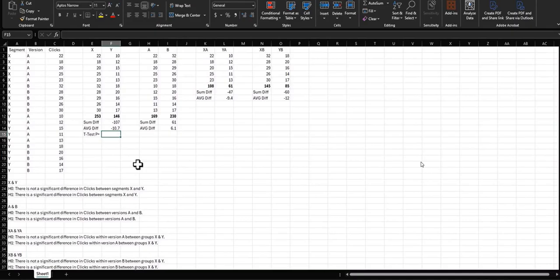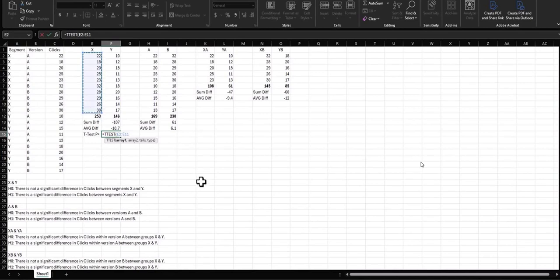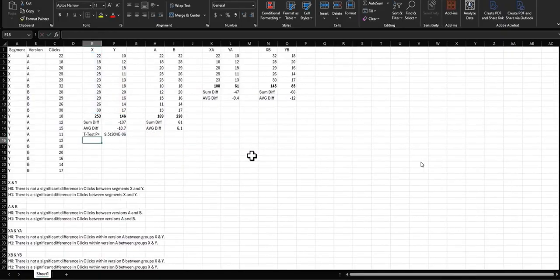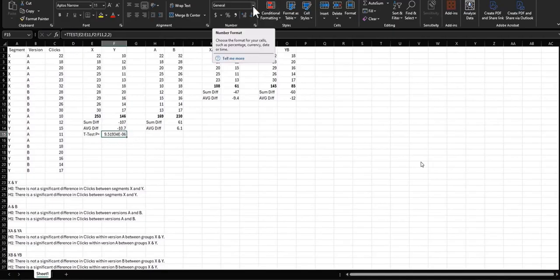So remember, to do a t-test, it is equals t-test. All right, that gives us this, and we just start pulling in our arrays. So our first array is X, comma, Y, comma. We're going to do 2 tails because we want to see if there's any difference whatsoever. So that's 2, comma, and then the type is equal variances, which is 2. Close that bracket, and we get our t-test. The first thing that we need to do is change this to a number that is understandable and readable by us. We're going to change that to a number.